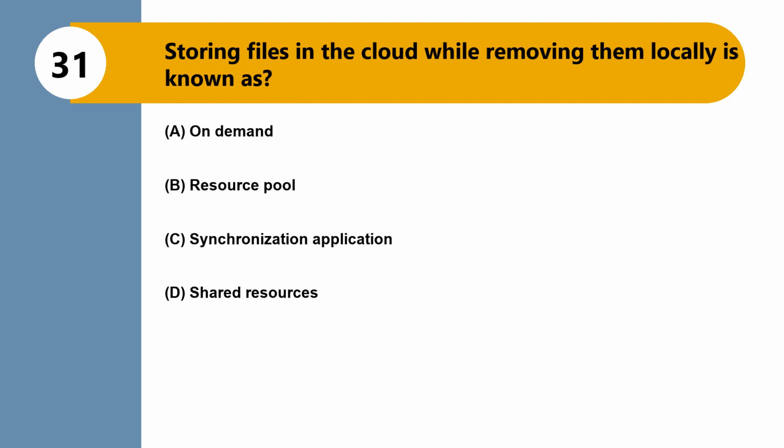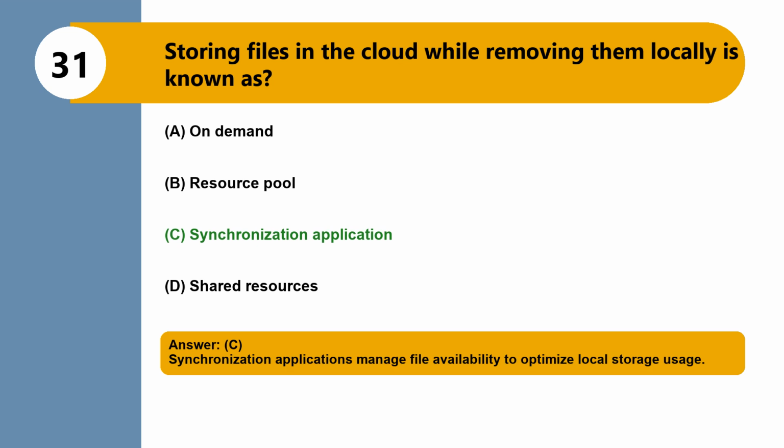Question 31. Storing files in the cloud while removing them locally is known as Option A, on demand. Option B, resource pool. Option C, synchronization application. Option D, shared resources. The correct answer is option C, synchronization application. Synchronization applications manage file availability to optimize local storage usage.